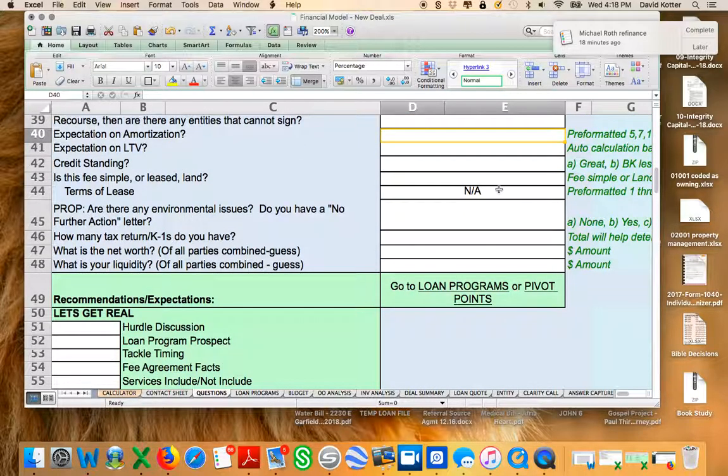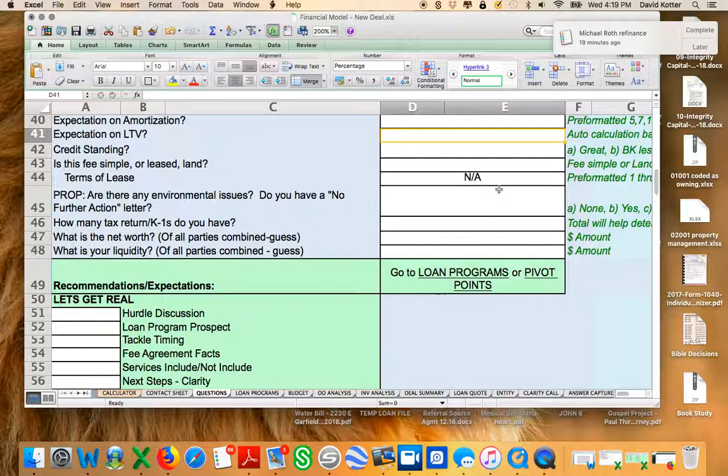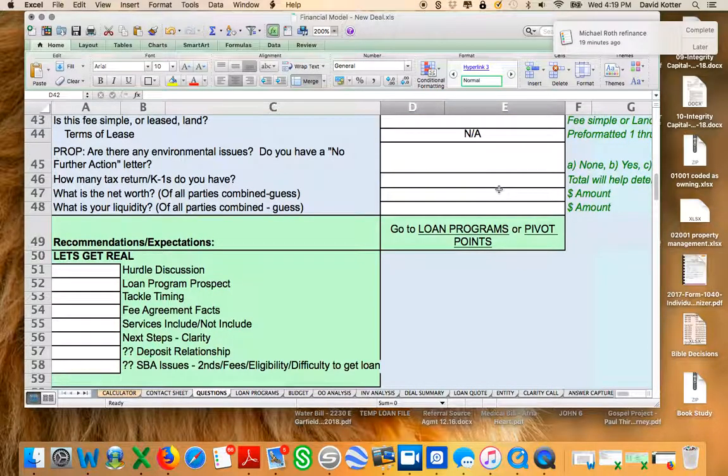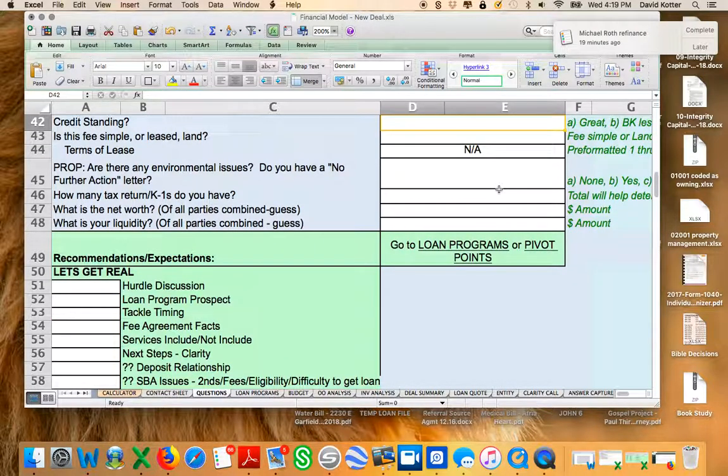What is their expectation on what the loan amortization is going to be? Is it 20 or 25 years? What's their expectation on the loan to value? Is it 75%, 80%, 90%? We want to understand what they expect. And a lot of times they won't know, so you're going to help guide them through this.